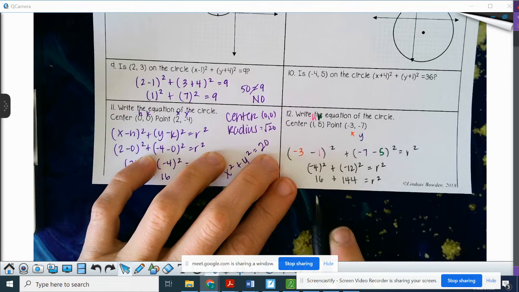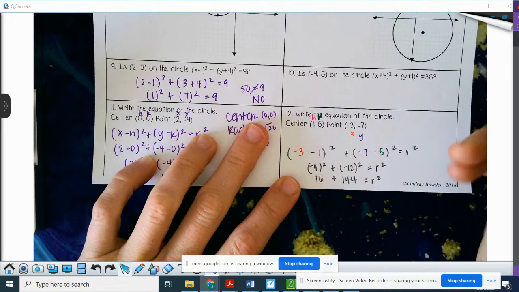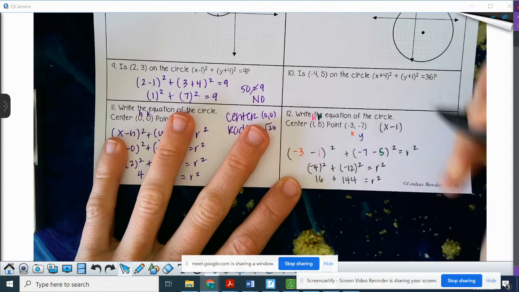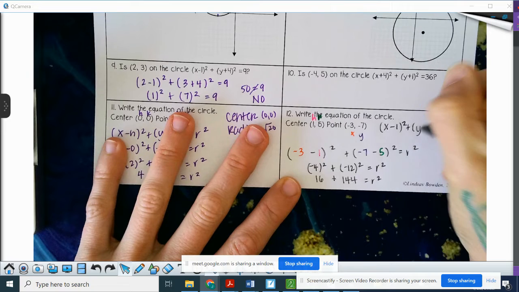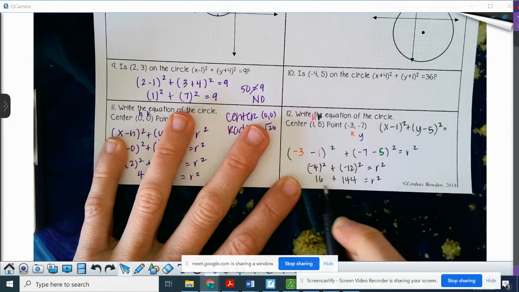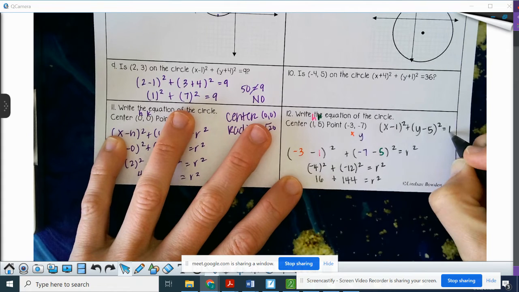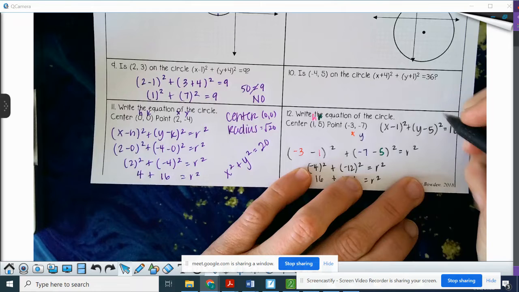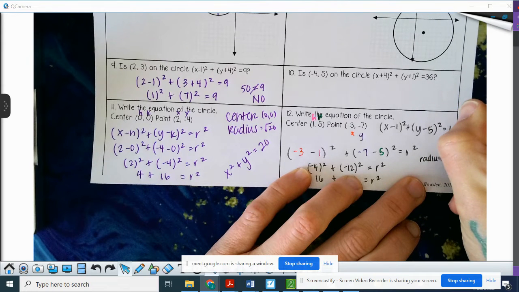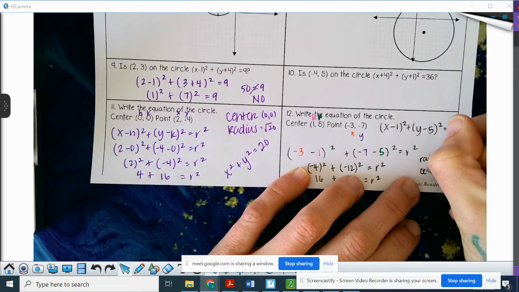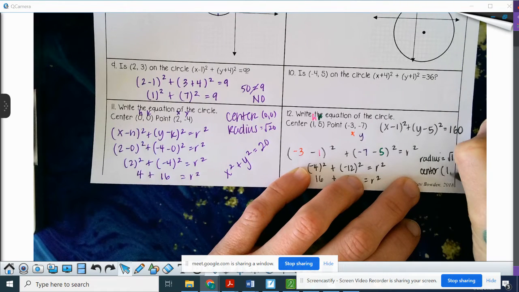And that should give us 160. So we take our center, x minus 1 because it's a positive, squared, y minus 5 because it's a positive, squared, equals our radius squared, which is going to be 160. But again, our radius at this point is actually equal to the square root of 160. And our center, as given in the beginning, is 1, 5.